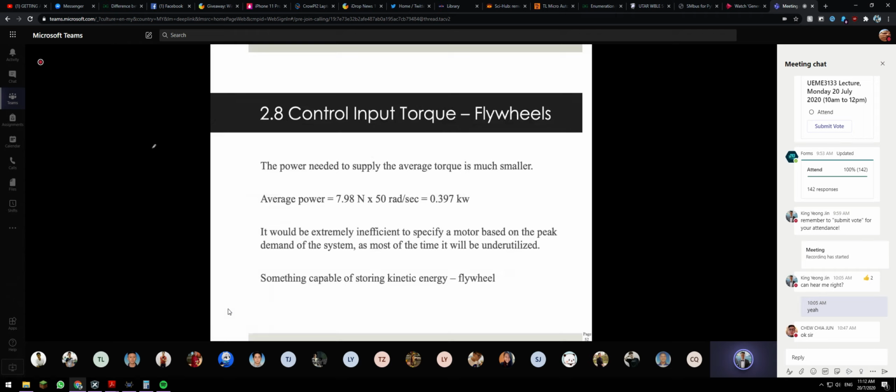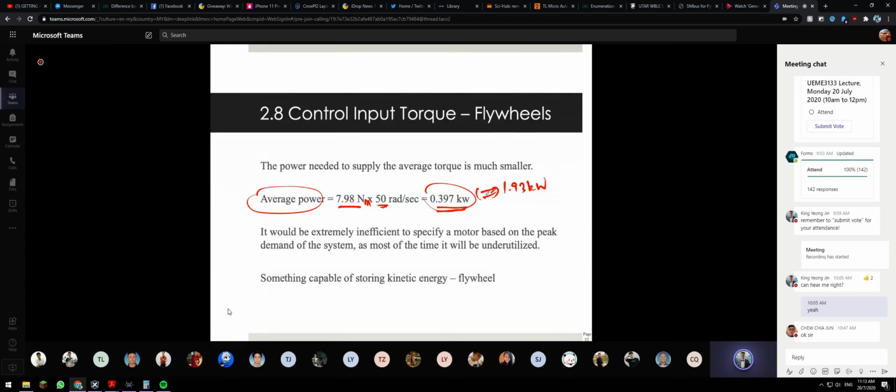So what can we do? The power needed to supply an average torque is much smaller, only 8 Newton meter. You multiply 8 Newton meter, it has to be Newton meter, by 50 radian per second. So if we base on the average torque, the average power is only 0.397 kilowatt compared to 1.93 kilowatt. You compare it, so the peak is a lot higher.